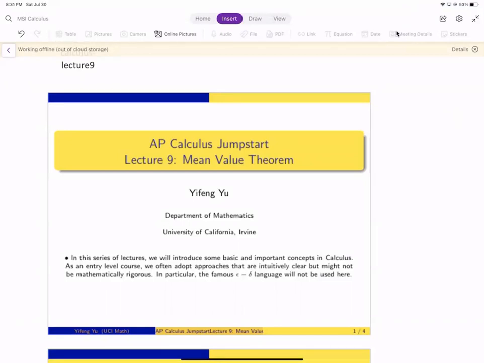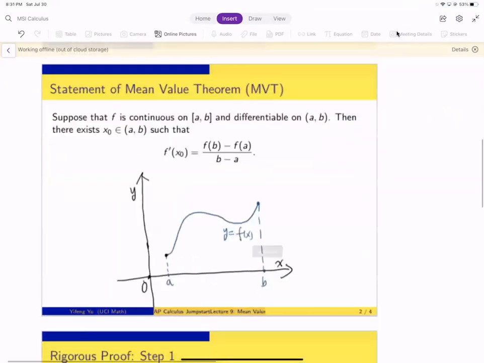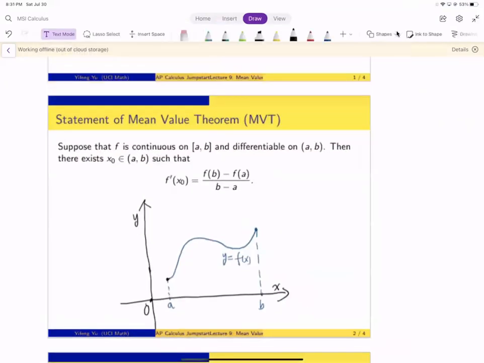Okay, so first let's look at what the mean value theorem is. Suppose I have a function which is continuous within the closed interval from a to b, and it's differentiable in the open interval (a, b). Now let's look at the two endpoints. This is the right one, b and f(b), and this is the left one, a and f(a).